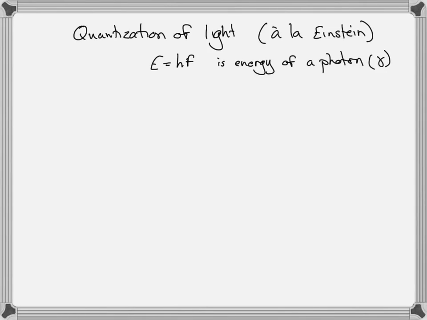So let's talk a little bit more about quantization of light a la Einstein, meaning Einstein said light comes in packets. They're called photons, and they're like particles. They have energy E = hf.